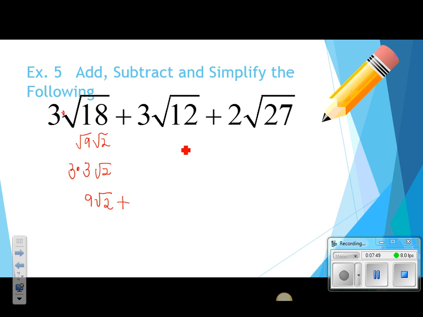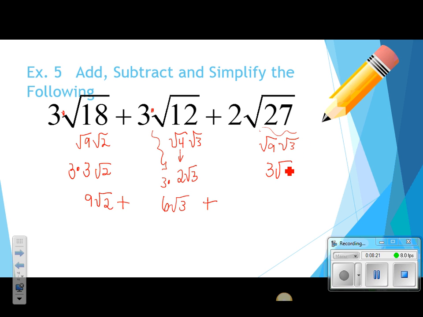Okay, plus, let's do the next one. Break down the square root of 12. That would be 4 and 3. Remember, we're always looking for a perfect square. And 4 is our perfect square. The square root of 4 is 2. Bring down the square root of 3. This says 3 times, so we're going to bring that down into 3 times. 3 times 2 is 6 square roots of 3. Plus, now let's do 27. We did this one earlier. It's 9 and 3. The square root of 9 is 3. So it'd be 3 square roots of 3. Bring the times 2 down. 2 times 3 is 6 square roots of 3.